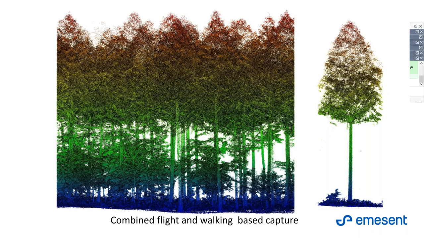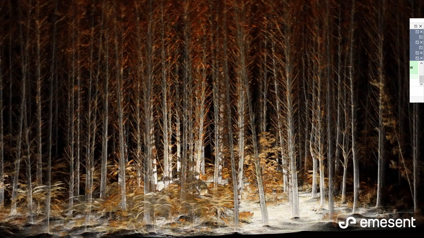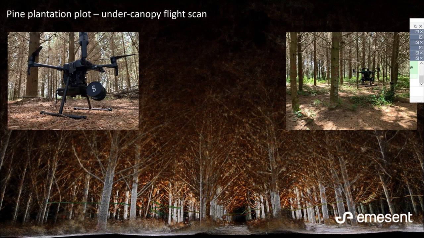And they can be merged to have a more complete data set altogether. Very quickly, even the ferns in this image turned out quite nice, I thought. With Emesent's advanced autonomy, it actually was able to fly underneath this canopy and self-navigate between the trees and image that area without fear of hitting the trees or flying into the canopy above it.